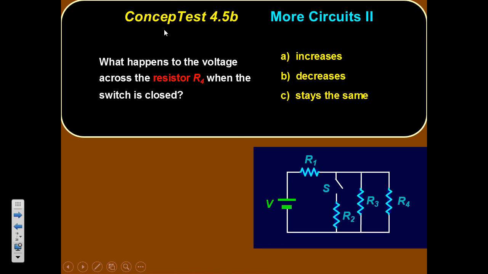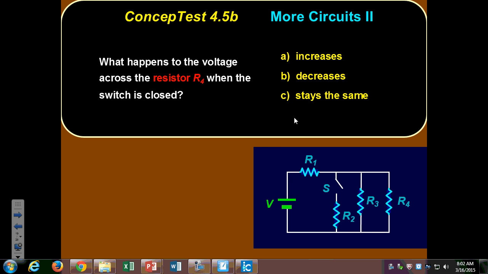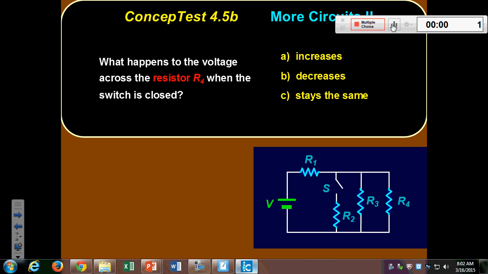What happens to the voltage across resistor R4 when the switch is closed? If I add in this resistor R2, what's going to happen to R4? The voltage across R4.